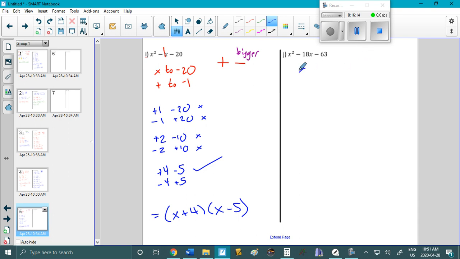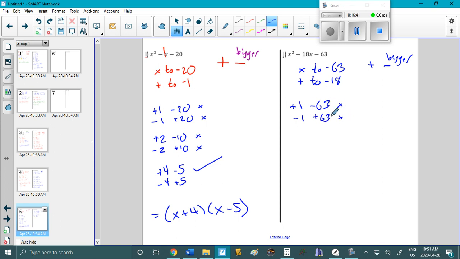Okay, so if we multiply to a negative, we know that it's plus minus. And if it adds to a negative, we know that the negative is bigger. So here we go. 63 divided by 1 is 63. So plus 1 minus 63, or minus 1 plus 63. Neither one of these pairs can make negative 18.